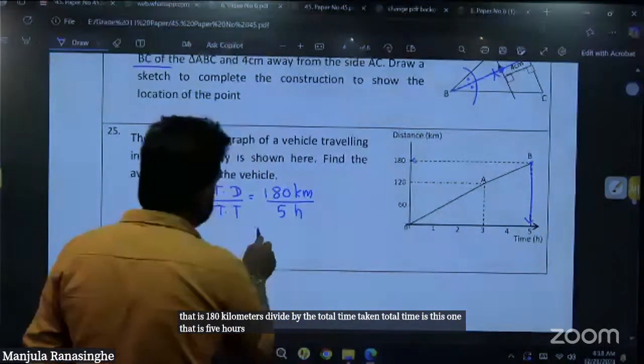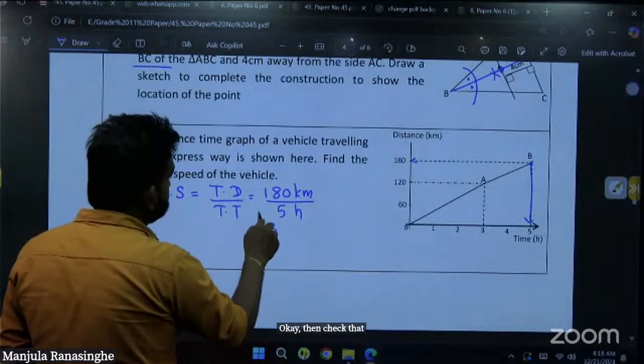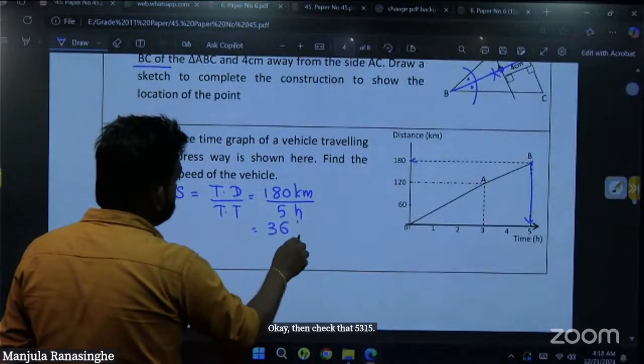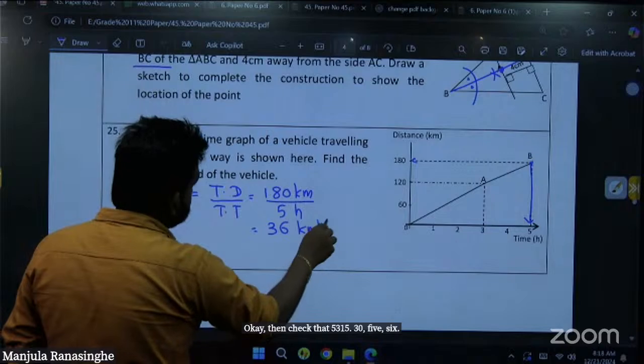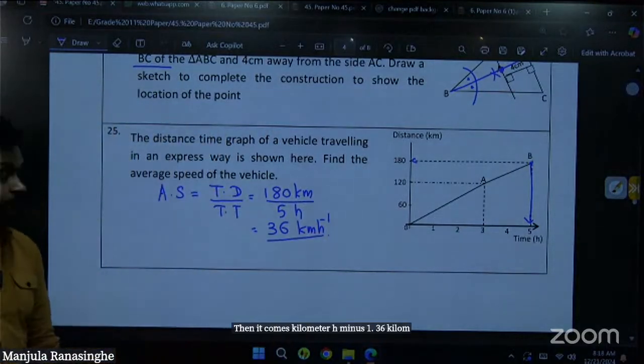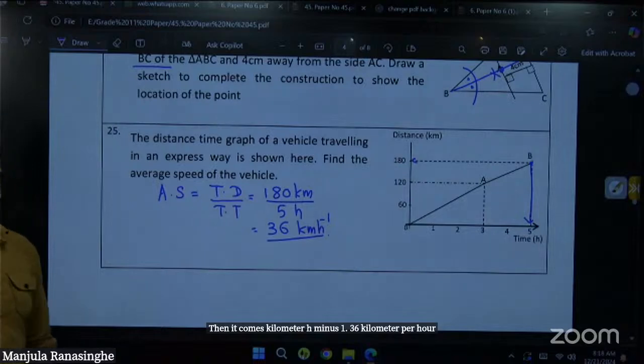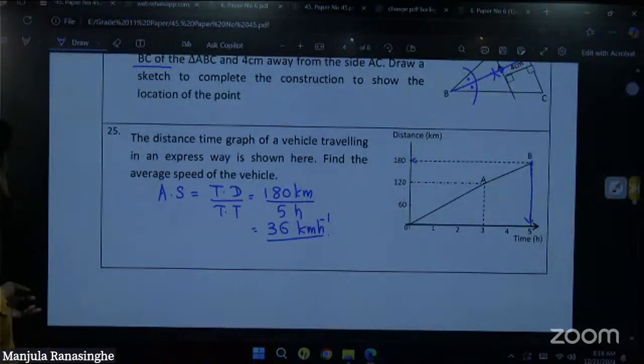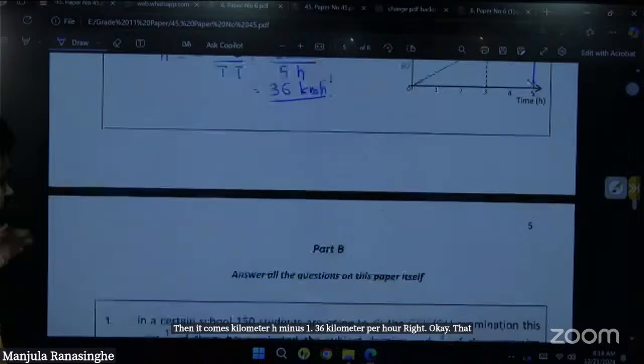Okay, then check that: 5 threes are 15, 30, 5 sixes are 30. Then it comes to kilometers per hour. So 36 kilometers per hour. Right. Okay, that very hard 25 questions are done.